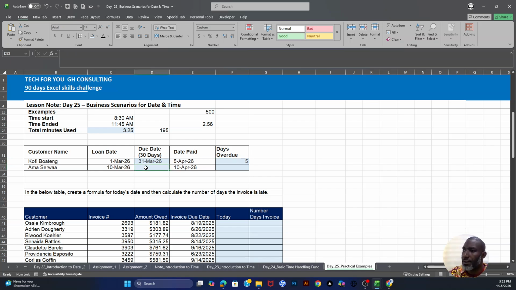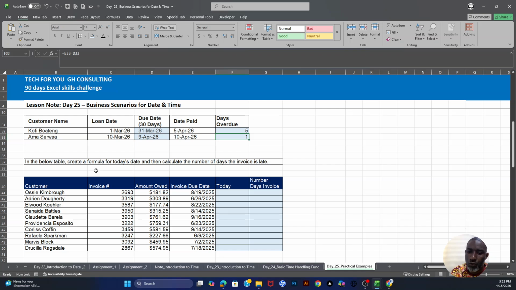The second one from Amasewa is also the same thing. Amasewa took the loan on the 10th of March and is supposed to pay within 30 days. So you add the 30 days, and then the loan was supposed to expire on 9th April 2026. But she paid on 10th April 2026. So the overdue days will be 10th minus 9th April, which gives you 1 day. So it means that Amasewa was 1 day late in paying the money. So these are real business cases where we use times and dates to do calculations.